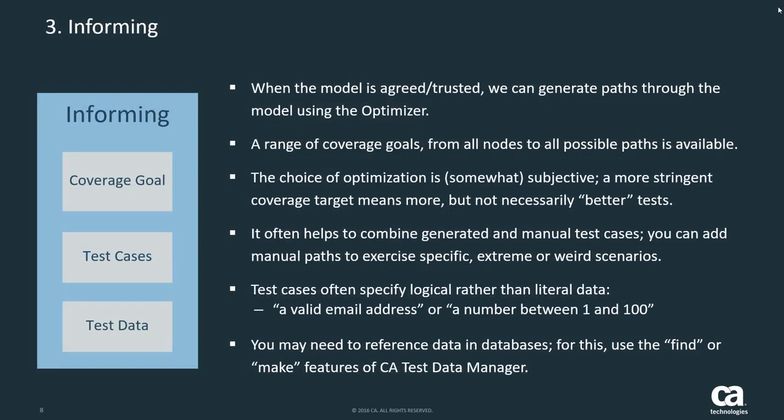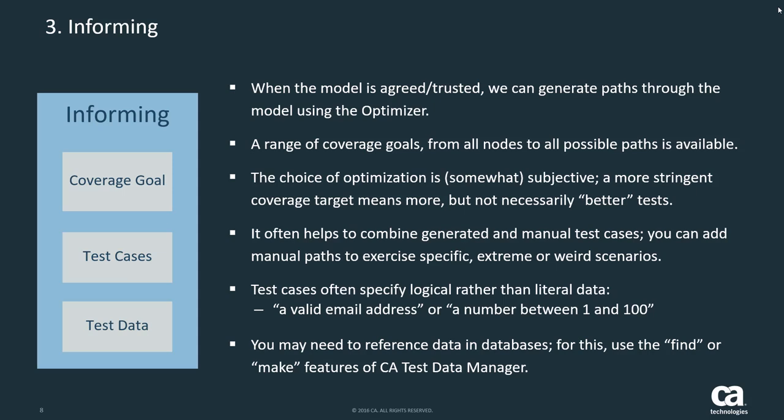Now, in forming, in this stage, we're really looking at how we take the model and use that as the basis of a meaningful set of tests. The model clearly allows us to generate paths through the model using the optimizer. So the optimizer tool is a fantastic capability to have a systematic way of generating meaningful paths through our models.